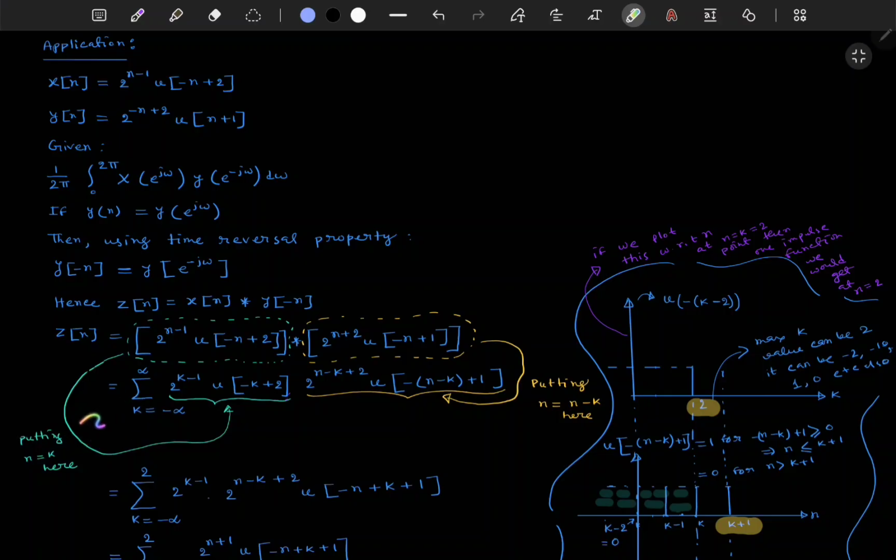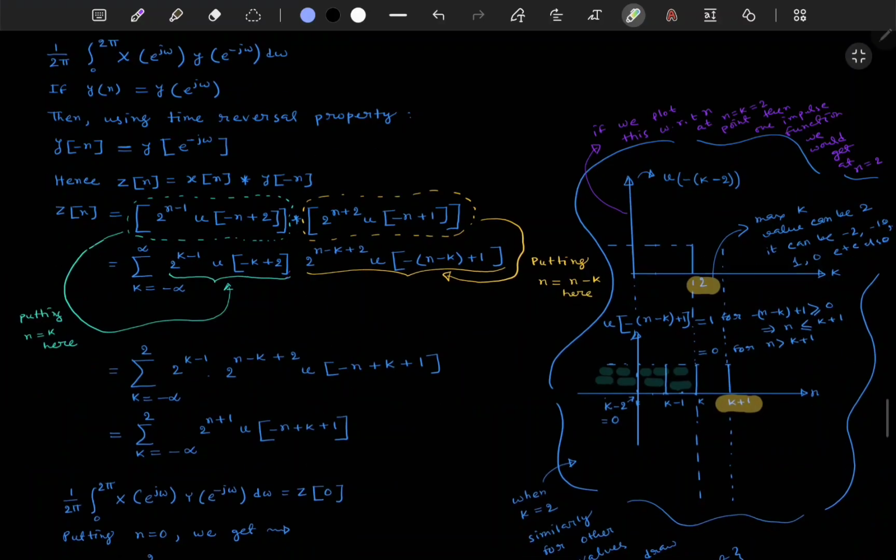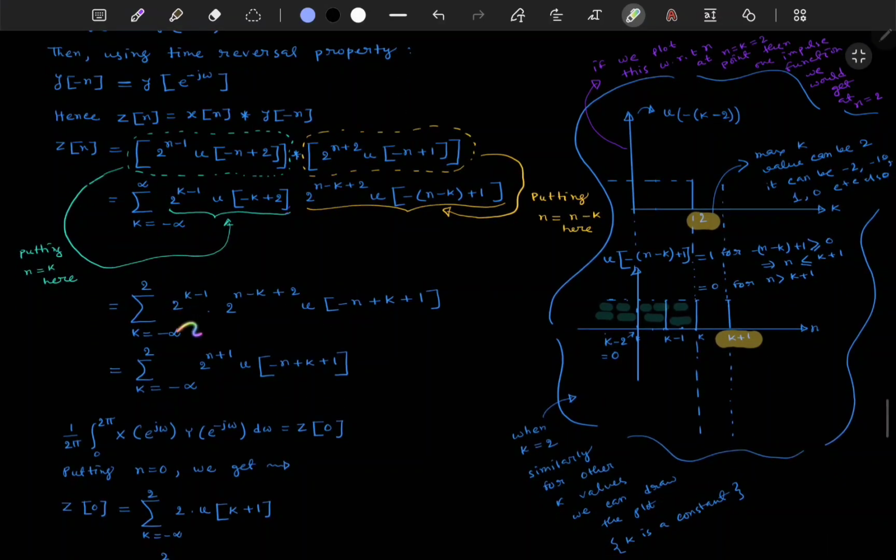Here we are putting n equal to k, and here we are putting n equal to n minus k, and the limit is k equal to minus infinity to infinity. Convolution we are just performing, and these inputs are already given in the question. So summation k equal to minus infinity to ... 2^{k-1} into 2^{n-k+2}, and this term will be there.